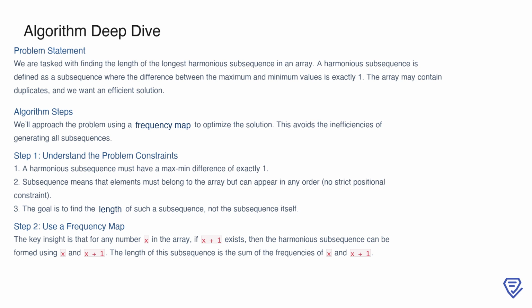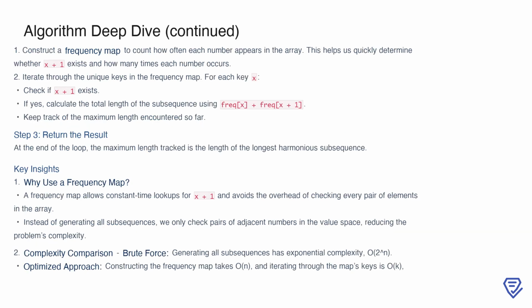The frequency map is central to our strategy because it enables us to quickly check, for any number x, whether x plus 1 exists and, if so, compute the length of the subsequence formed by these two numbers. The length is simply the sum of their frequencies in the array. To implement this approach, we start by constructing a frequency map to count how many times each number appears in the array. This map will allow us to efficiently check whether x plus 1 exists for each number x and retrieve their frequencies in constant time.